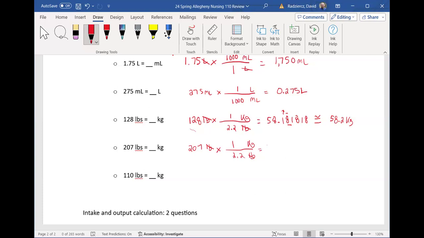Well, here, I'll just do this. I'll say 94.09, and then we're going to round that to 94.1 kilogram. And you could argue, well, is that 0.1 even significant?